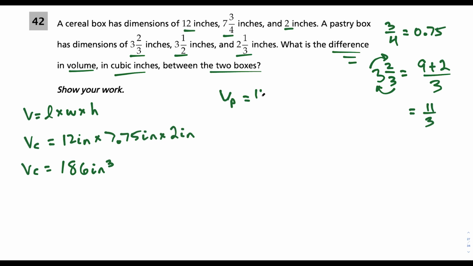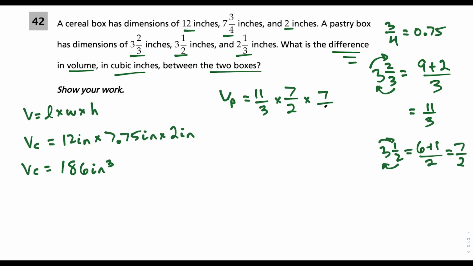So I'm going to have 11/3 times, and now my next dimension is 3.5. So 3.5, I could say, is equal to, we multiply 3 times 2 is 6, plus the 1 on top gives me 7 over 2. So this is 7 halves like this, so times 7 halves. And then if I convert the last one, I'll just do that in my head. 3 times 2 is 6, plus 1 is 7, and I'm dividing by 3 this time. And the units here for volume, once again, is cubic inches.